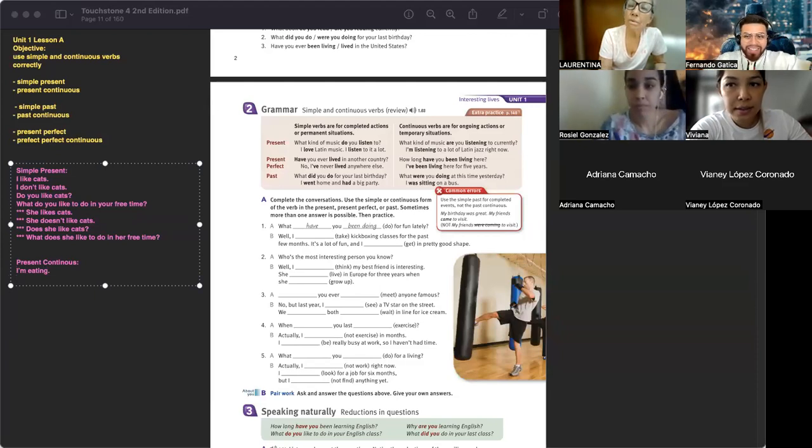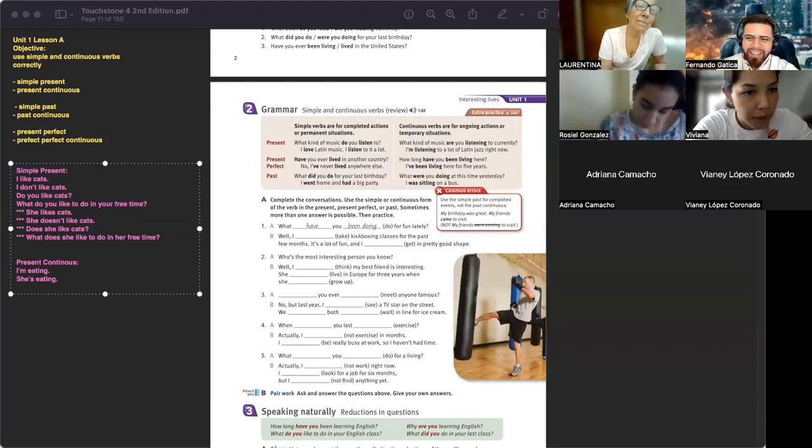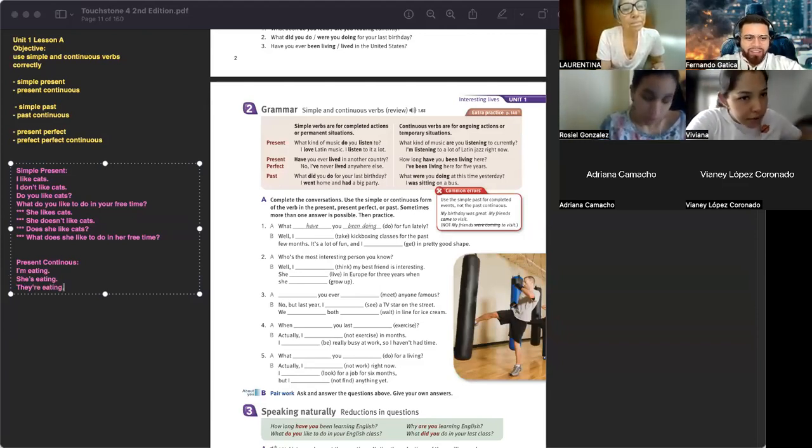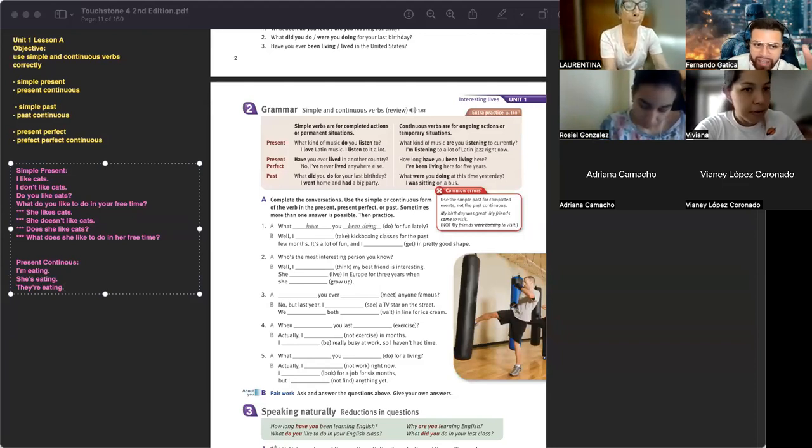¿Ella está comiendo? She's eating. ¿Ellos están comiendo? They are eating. They're eating. Or they are eating si lo separan. So I'm eating, she's eating, they're eating.